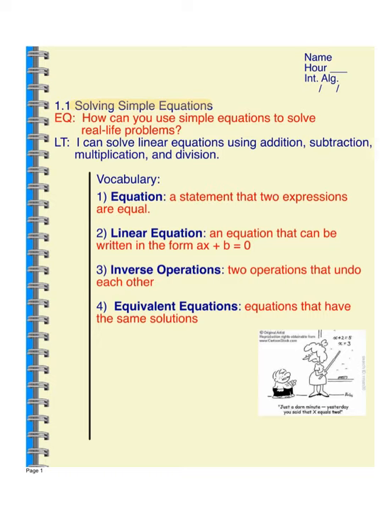There's some important vocab to go along with today's lesson. First off, an equation is a statement that two expressions are equal. An equation is going to have an equal sign. Next, a linear equation is an equation that can be written in the form ax plus b equals 0. So notice there are no exponents. It is just multiplication, division, subtraction, addition.